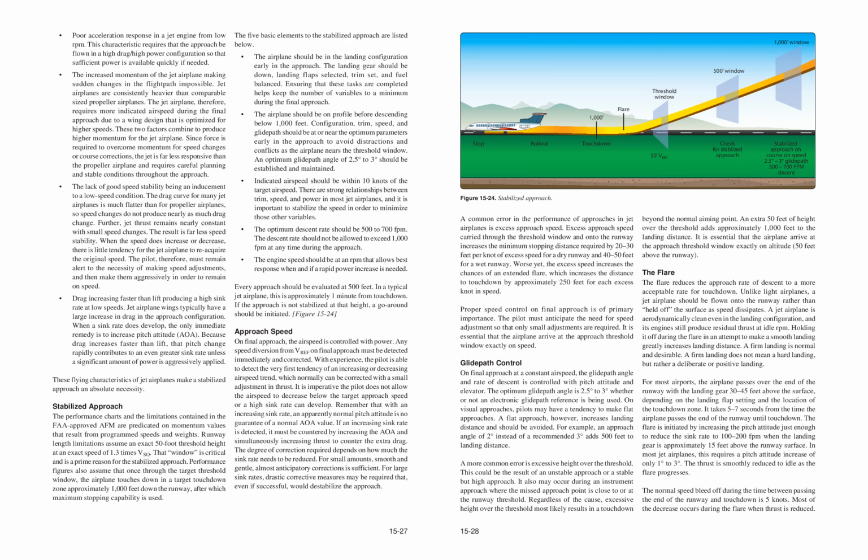Unlike light airplanes, a jet airplane should be flown onto the runway rather than held off the surface as speed dissipates. A jet airplane is aerodynamically clean even in the landing configuration, and its engines still produce residual thrust at idle RPM. Holding it off during the flare in an attempt to make a smooth landing greatly increases landing distance. A firm landing is normal and desirable. A firm landing does not mean a hard landing, but rather a deliberate or positive landing.